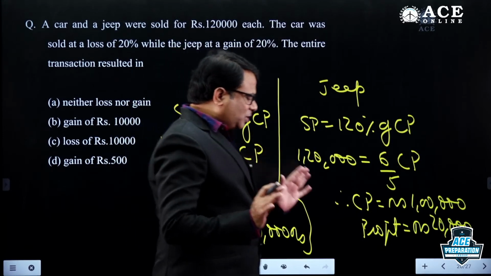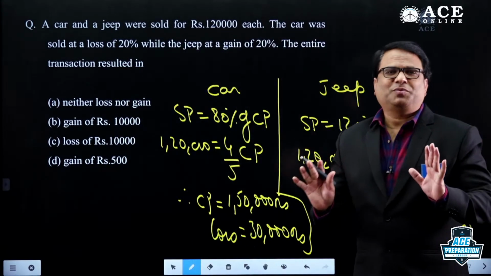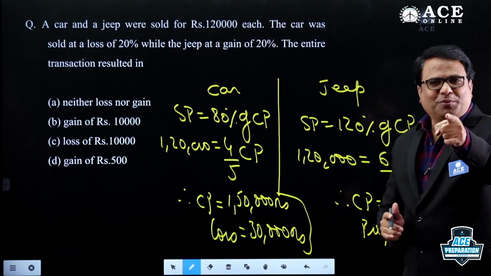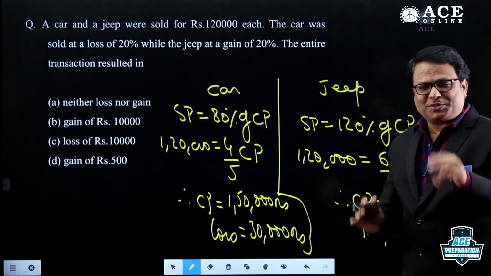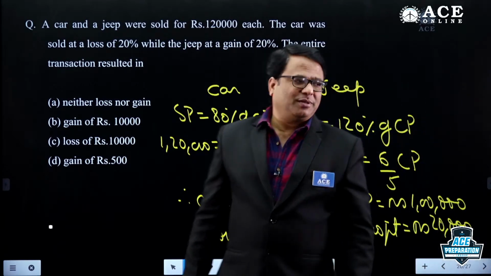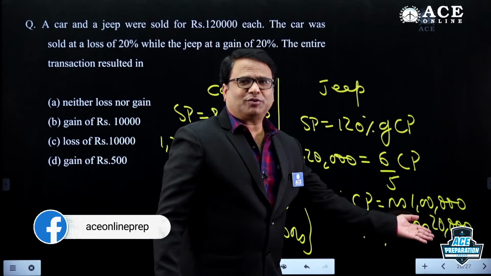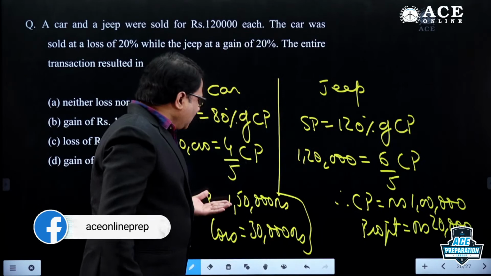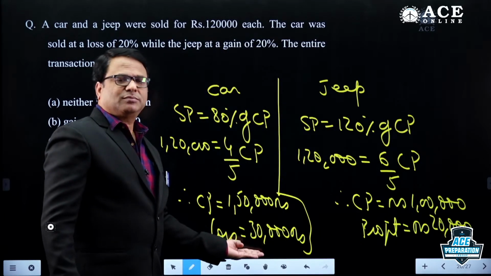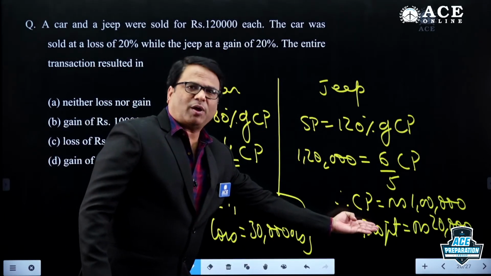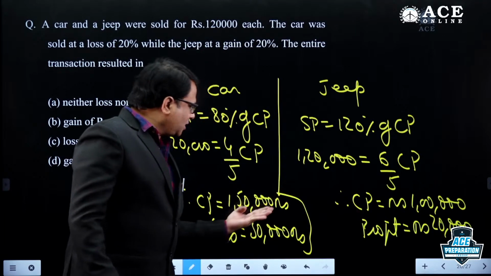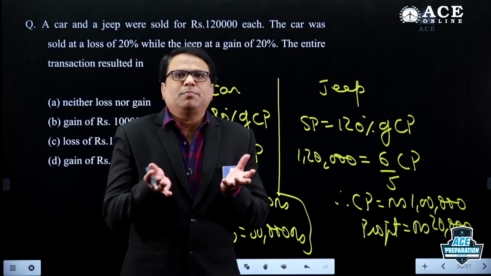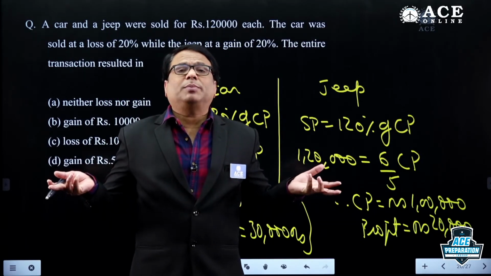Now, the question is: on the whole, is there profit or loss? If profit, how many rupees? If loss, how many rupees? That is the question. On the Jeep, he is making a neat profit of 20,000 rupees. But to his bad luck, he is selling the car at a loss of 30,000. So here he is making a profit of 20,000, but here he is making a loss of 30,000. That means on the whole, he is making a loss, and loss of how many rupees?